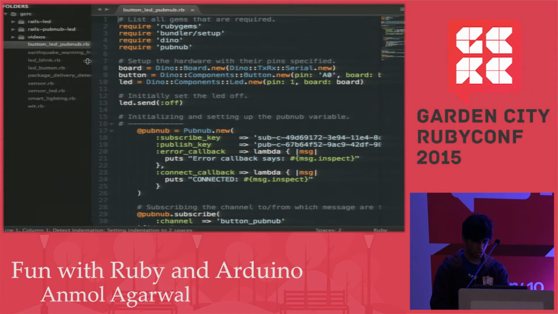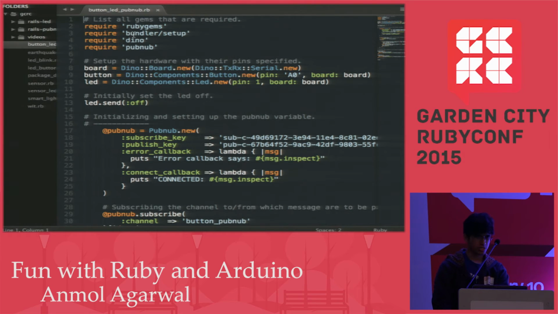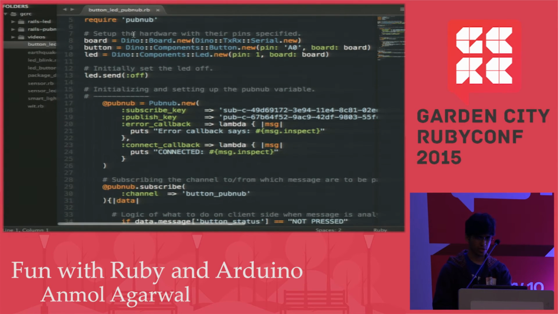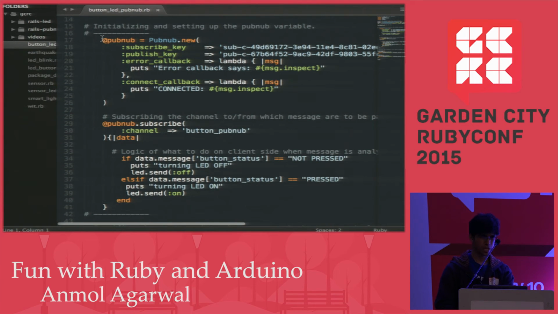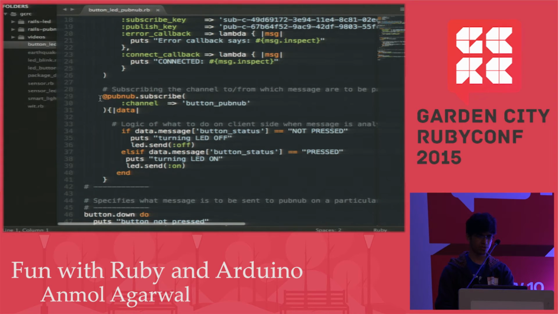This code is a little long because of PubNub. Just as in the last program, we are defining the board, button, and LED. Here we are initializing PubNub, creating a new PubNub instance with a subscribe key and a publish key. The publish key is responsible for publishing messages to the channel, and the subscribe key is responsible for getting messages from the channel. And here's the subscribe block of the instance. It is connected to the channel called button pubnub.